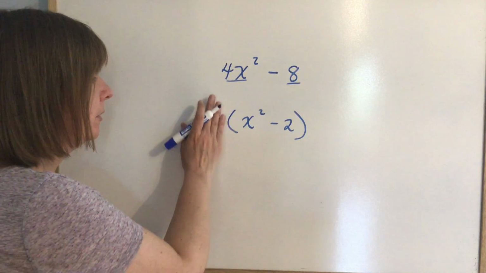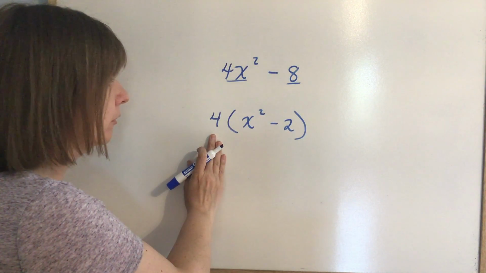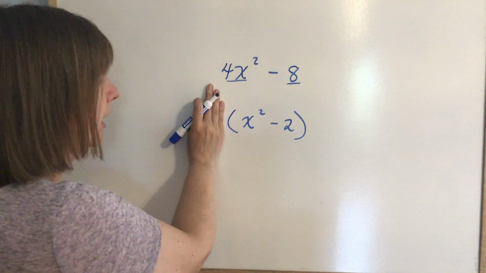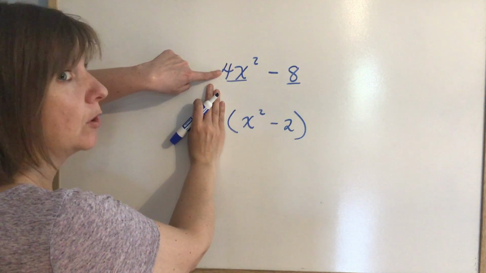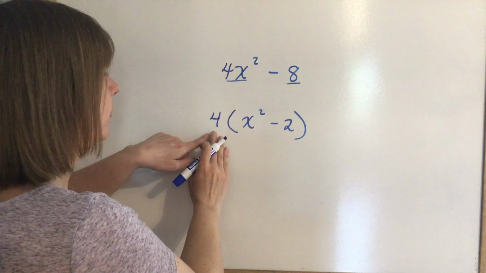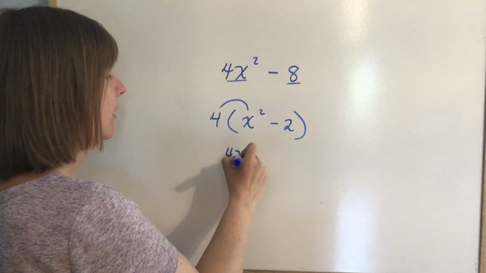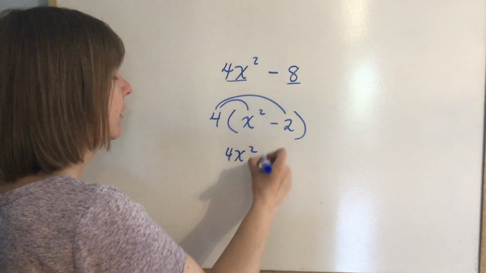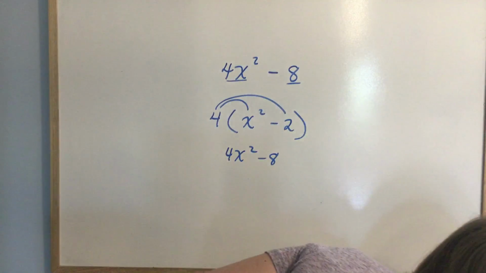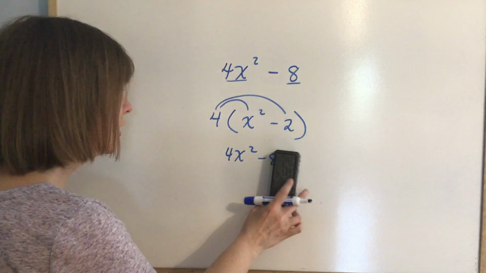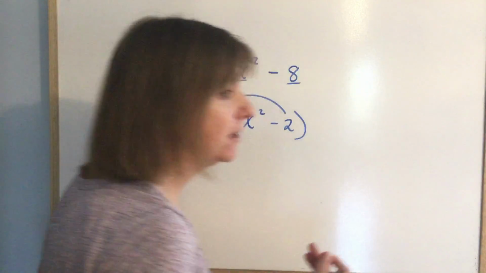So what a lot of people do is they just put x squared minus 2 and they don't bother to put the 4. But there's no way I can take x squared minus 2 and get an answer of 4x squared minus 8. But 4 times x squared minus 2, well, 4 times x squared is 4x squared, and 4 times negative 2 is negative 8. So I can come up with the answer.